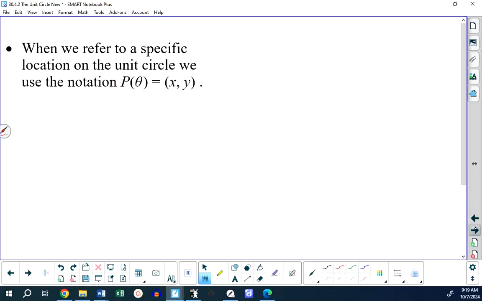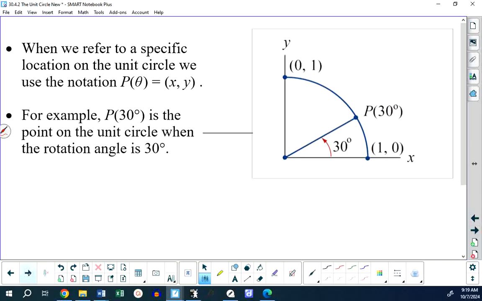So now we're going to build the unit circle, step by step. When we talk about a specific point on the unit circle, we use certain notation. We use p of theta. So, for example, if I talk about the point of intersection of a terminal arm and the unit circle when the rotation angle is 30 degrees, that point is called p of 30. Okay?